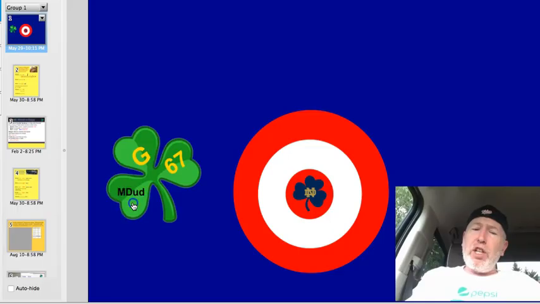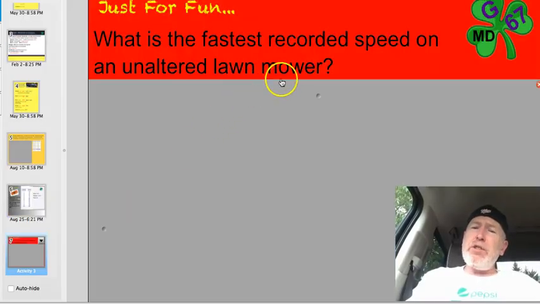Let's go ahead and start with taking a look at our trivia question tonight. What is the fastest recorded speed on an unaltered lawnmower? In other words, what's the fastest they've ever got one of those little lawn tractors going with the same motor that it came out of the factory with?